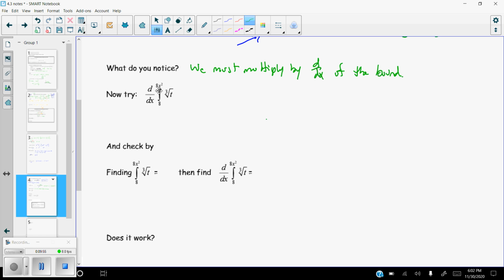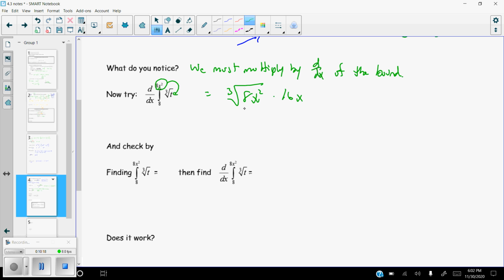Again, I'm going to take the bound. Since it's on top, it'll be positive. Plug it in for the t. So we're going to get the cube root of 8x squared, but then don't forget to multiply that by the derivative of 8x squared, which is 16x. I don't have to worry about the lower bound because there's no variable in it. The whole thing's going to go to 0 when we multiply it by the derivative.